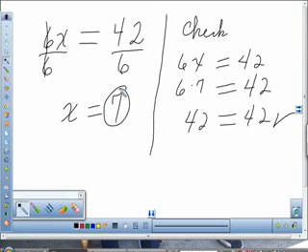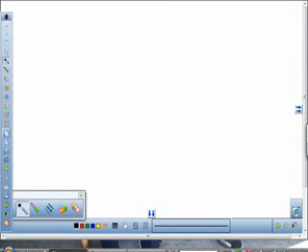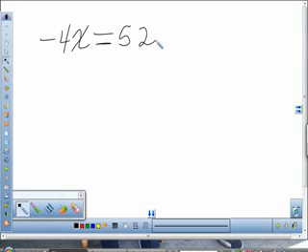Okay. The next one we want to do, I want you to do this one. Before we do another type, how about you guys do this one and check it against your neighbor when you have it finished. Work it, check it, and then check it against what your neighbor has. Okay? Negative 4x equals 52.